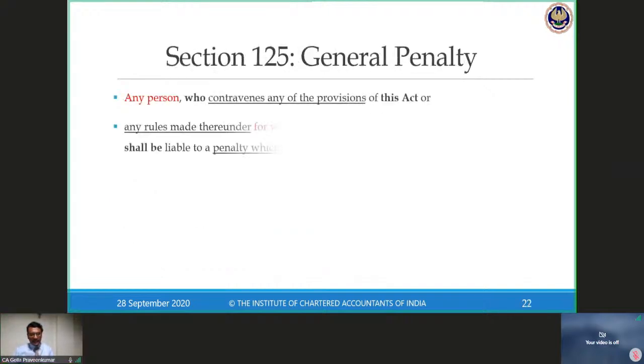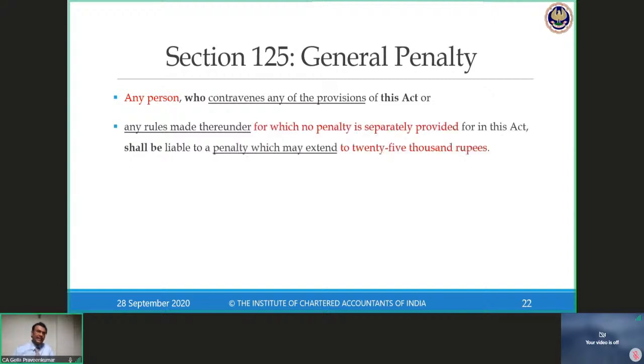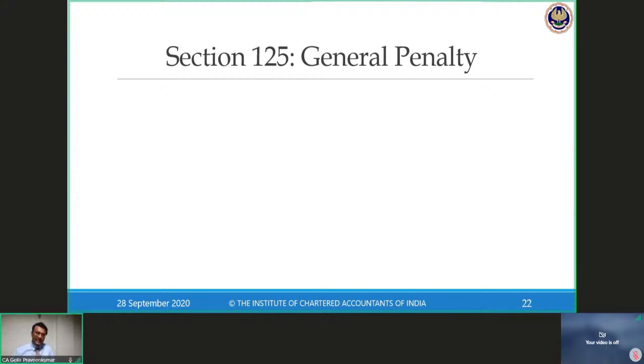Section 125 deals with your general penalty. Now, this, as I was telling, general penalty is one ancillary provision, where I don't get an answer under section 122. There are three subsections under 122.